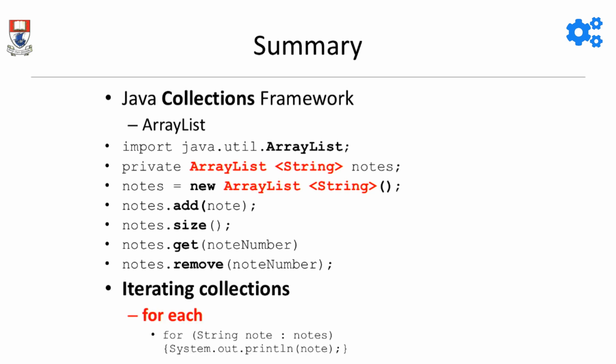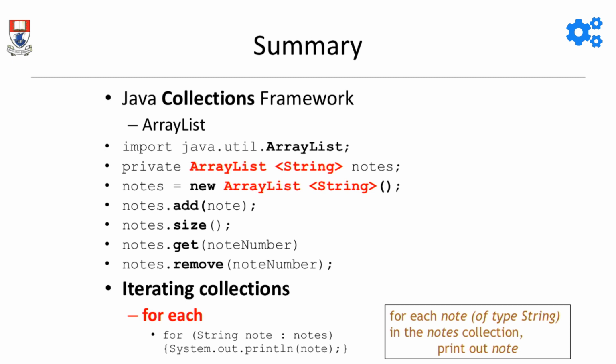And then remove, to remove a note from the collection. And then we've just gone through the for each iterator, visiting each note. So for each note of type string in the notes collection, we're printing out that note, which is spelt out for you there.